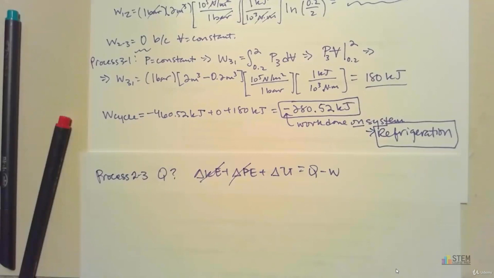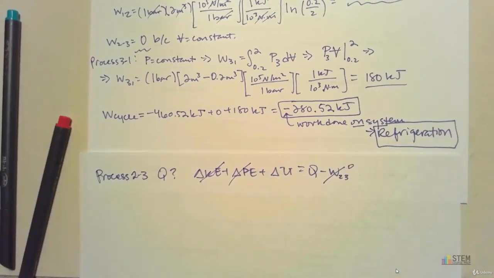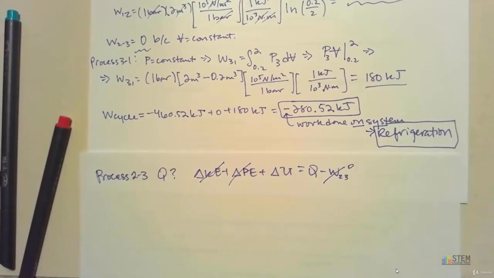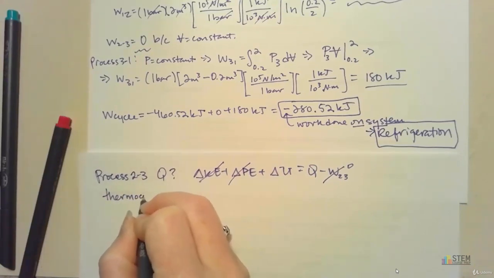It's less work. And for process 2-3, what was work? We already found it, right? It was 0, so that goes away. So now we've got this simple looking equation. We know delta U is equal to Q. Now, that'll be good. Now another thing we need to pay attention to is it told us that this was a thermodynamic cycle. Now, if it is a thermodynamic cycle, what does that tell us about the change in total energy?